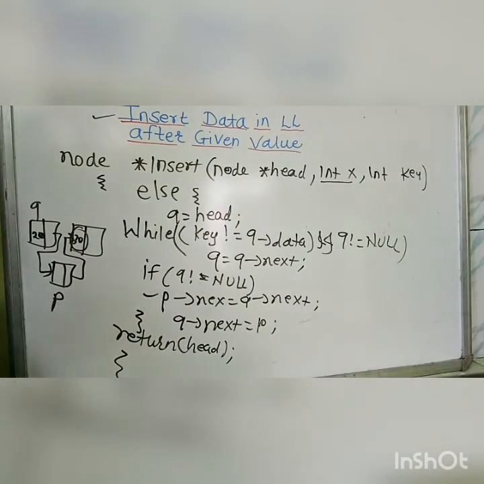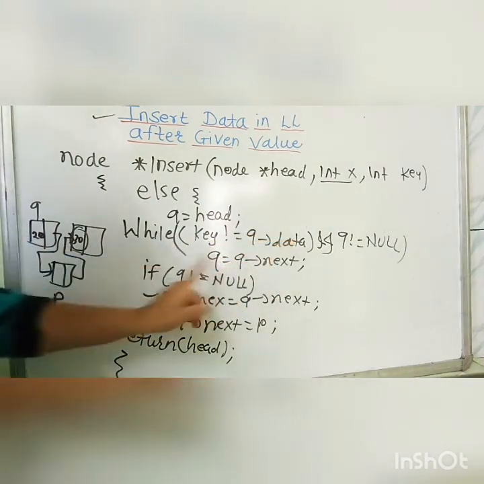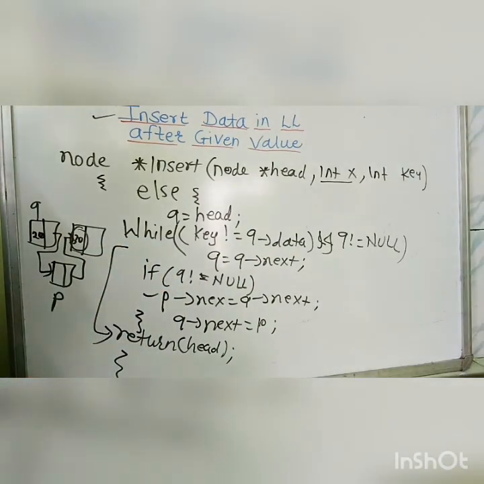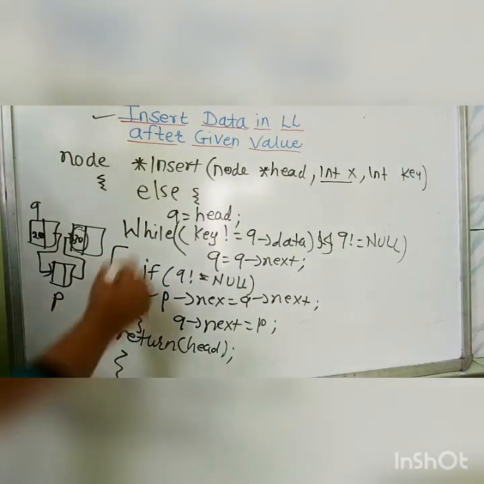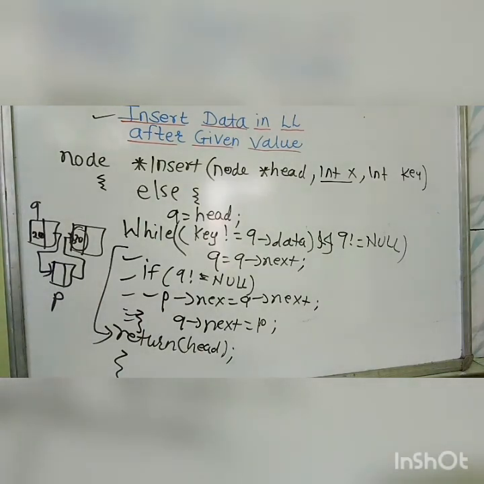But suppose there may be some cases like here it is a list from 10 to 50 elements and they gave us 60 as a key element. If it is not equal to the key element and q not equals null, it will automatically return us the head node, means it will not insert, it does not execute these steps. So this is the special case of how to insert data in a linked list after a given value.